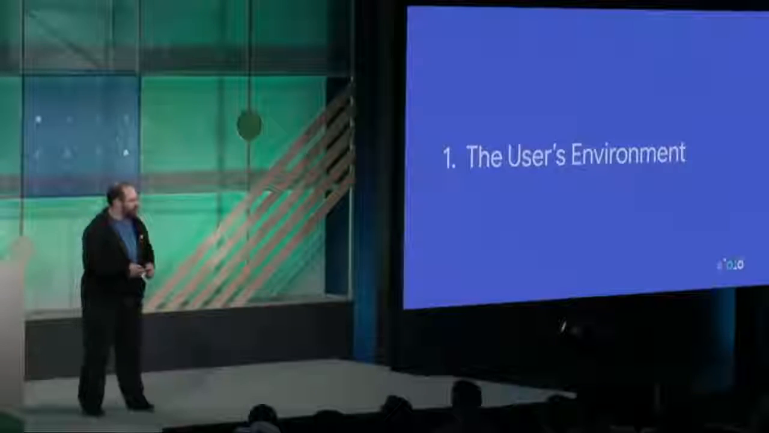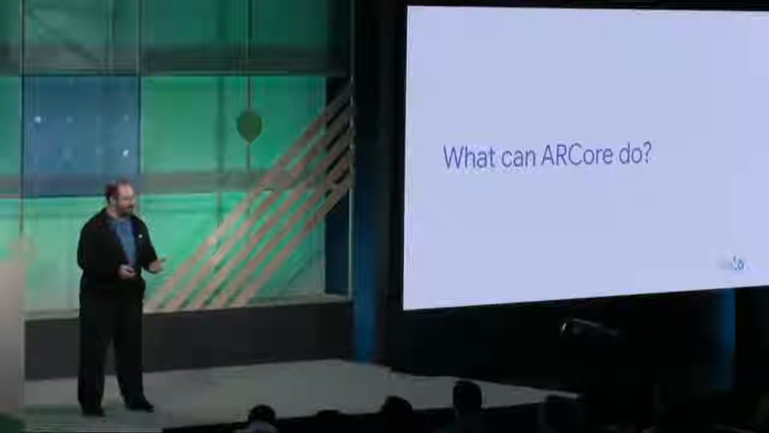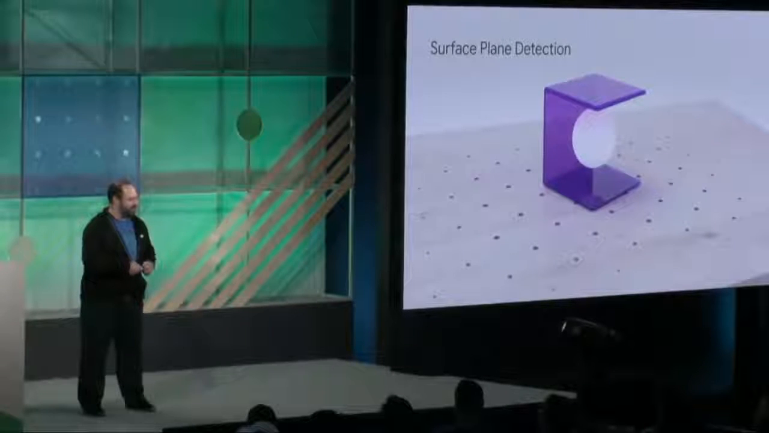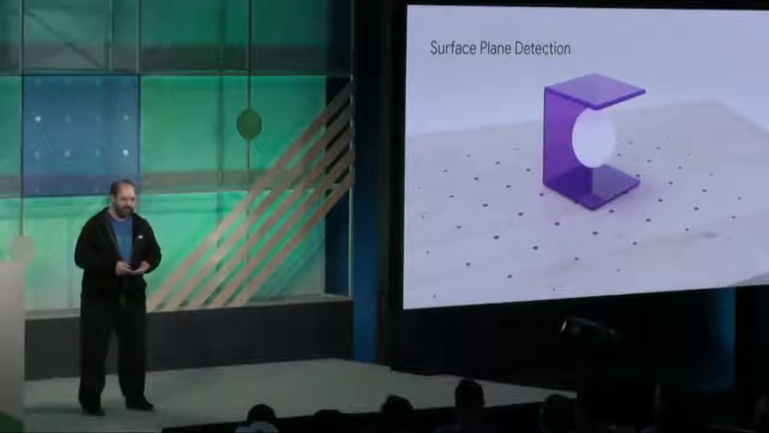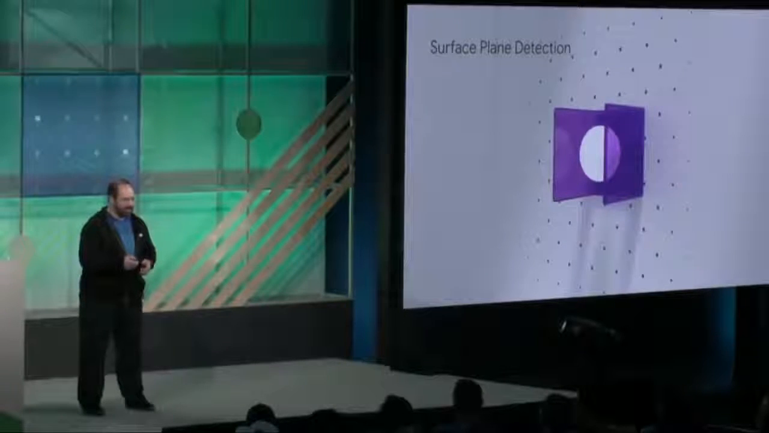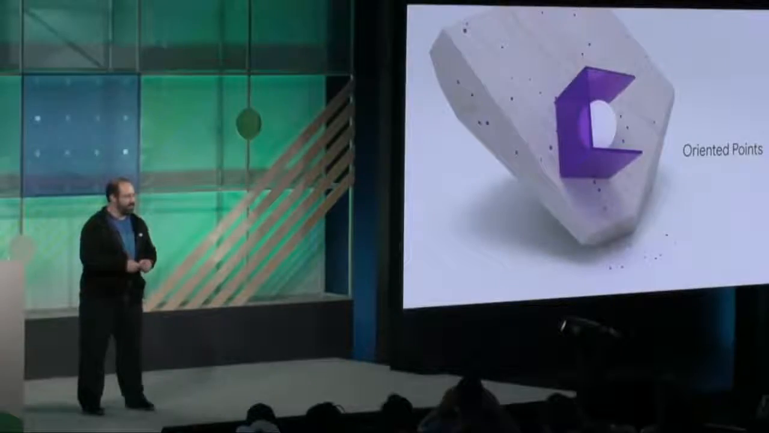All right, so let's start out talking about the user's environment, the first pillar of AR design. So ARCore is a relatively new technology. So just to begin, let's talk about what ARCore can actually do. So it does lots of things. I think the first thing that everyone's familiar with is surface plane detection, where it can understand surfaces, tables, floors, those types of things. It can also do walls, vertical surfaces. And then, of course, what's better than horizontal and vertical surfaces? It can also do angled surfaces with oriented points, being able to place an object on any angle.